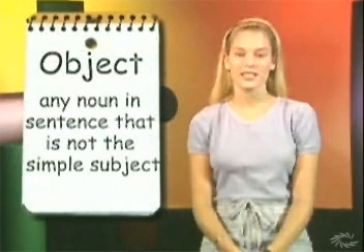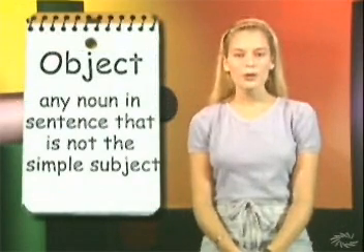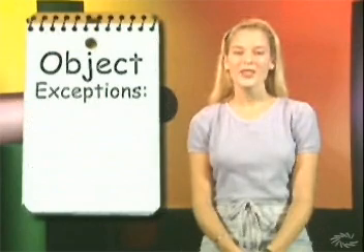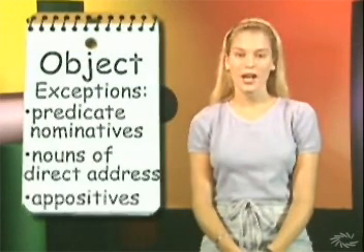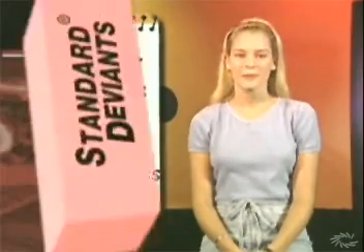So we now know that an object is any noun in a sentence that is not the simple subject. Remember we said there are a couple of exceptions? Here they are: predicate nominatives, nouns of direct address, and appositives. We'll take them one at a time.